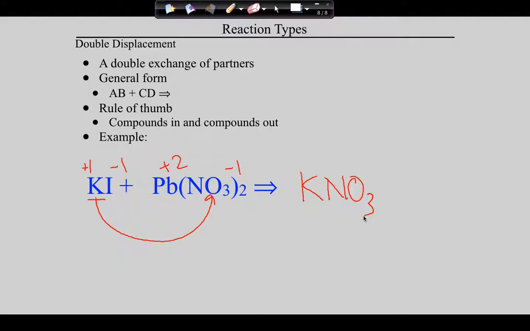Now guys, lead is +2, iodine is -1. Where do 2 and 1 meet up? At 2. So how many lead atoms do we need? 1. How many iodines do we need? 2. So guys, we've got our other product, which is PbI2. That's the pretty yellow stuff. That is the ugliest B I've ever written in my whole life.